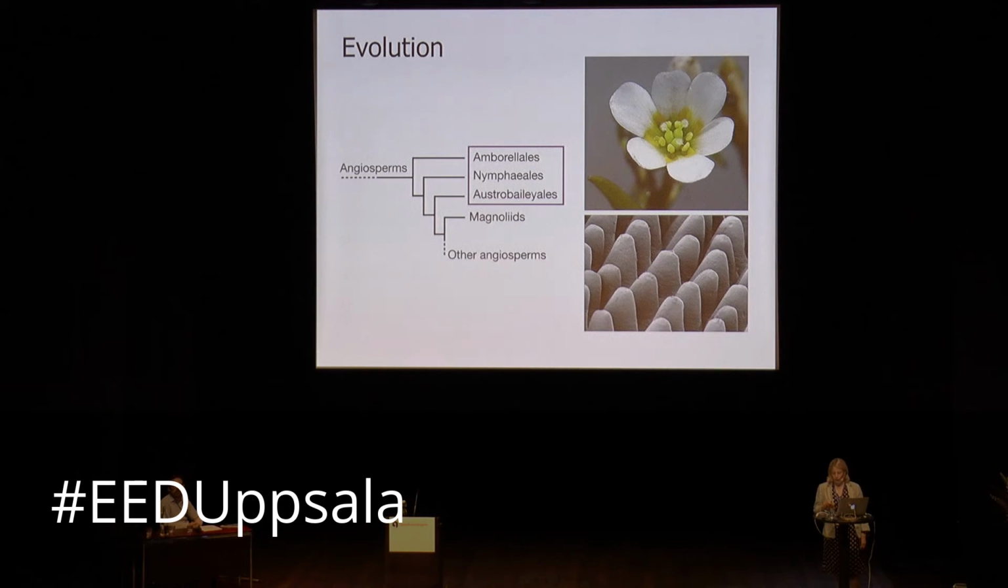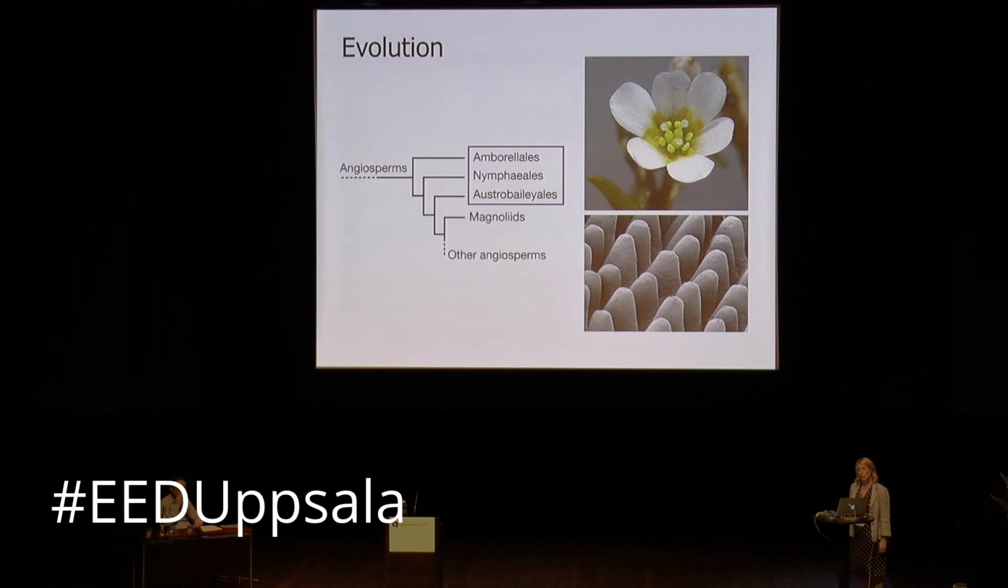Now, to do that, we went back to the base of the angiosperm phylogenetic tree to have a look at the plants down there. So most angiosperms are here, in the bit we're calling other angiosperms, but there are three orders down here right at the base of the flowering plants that are still extant.